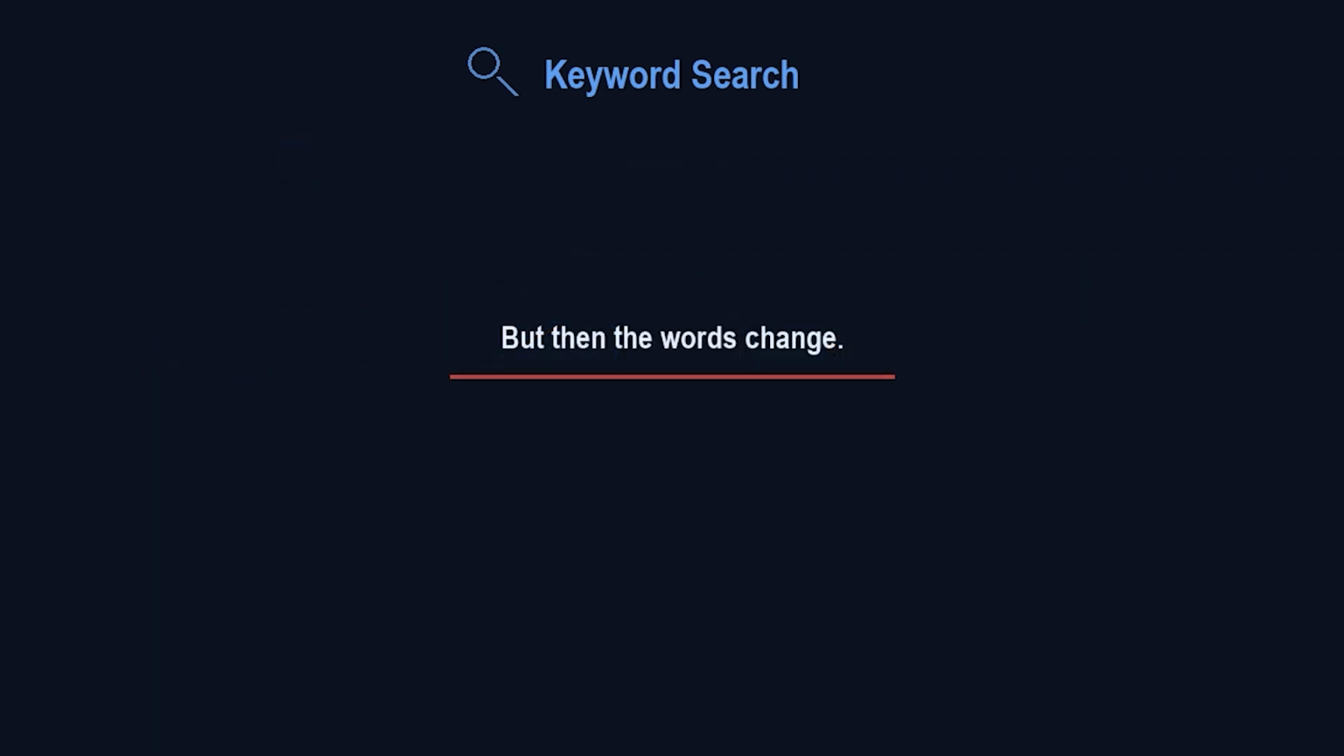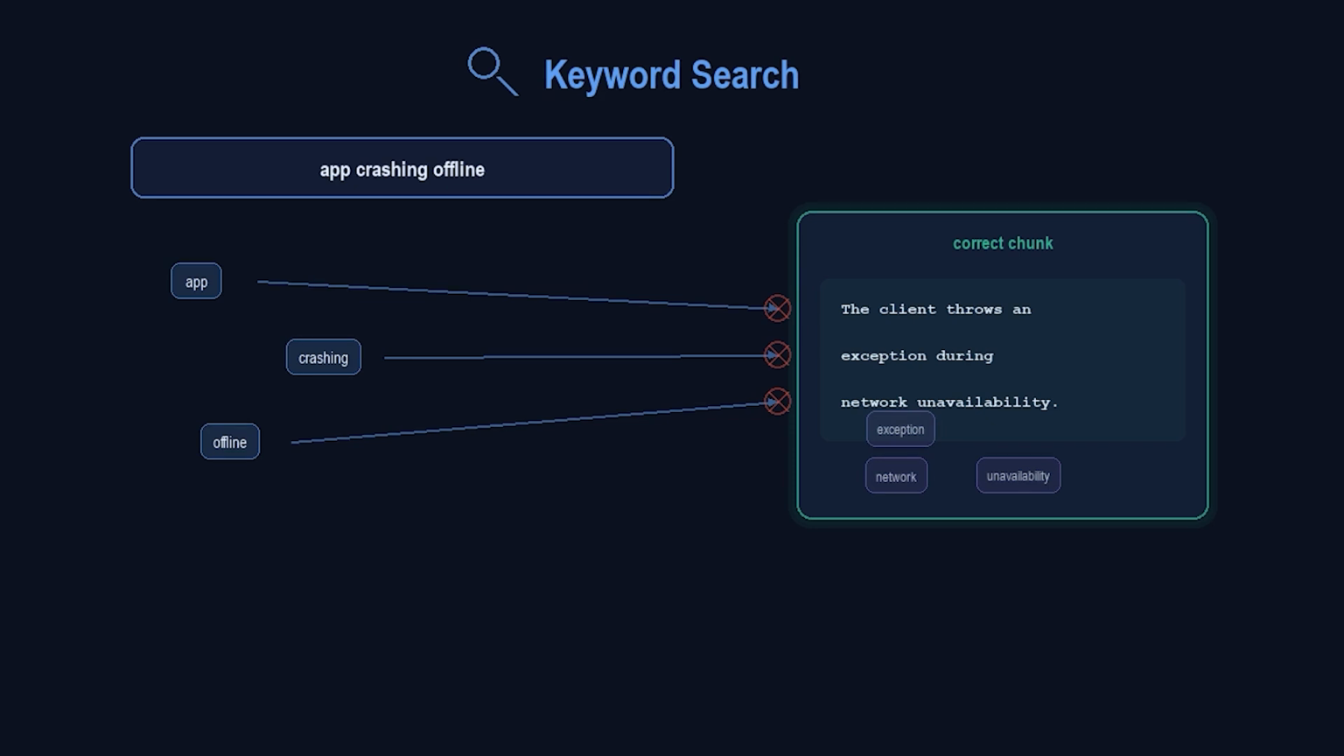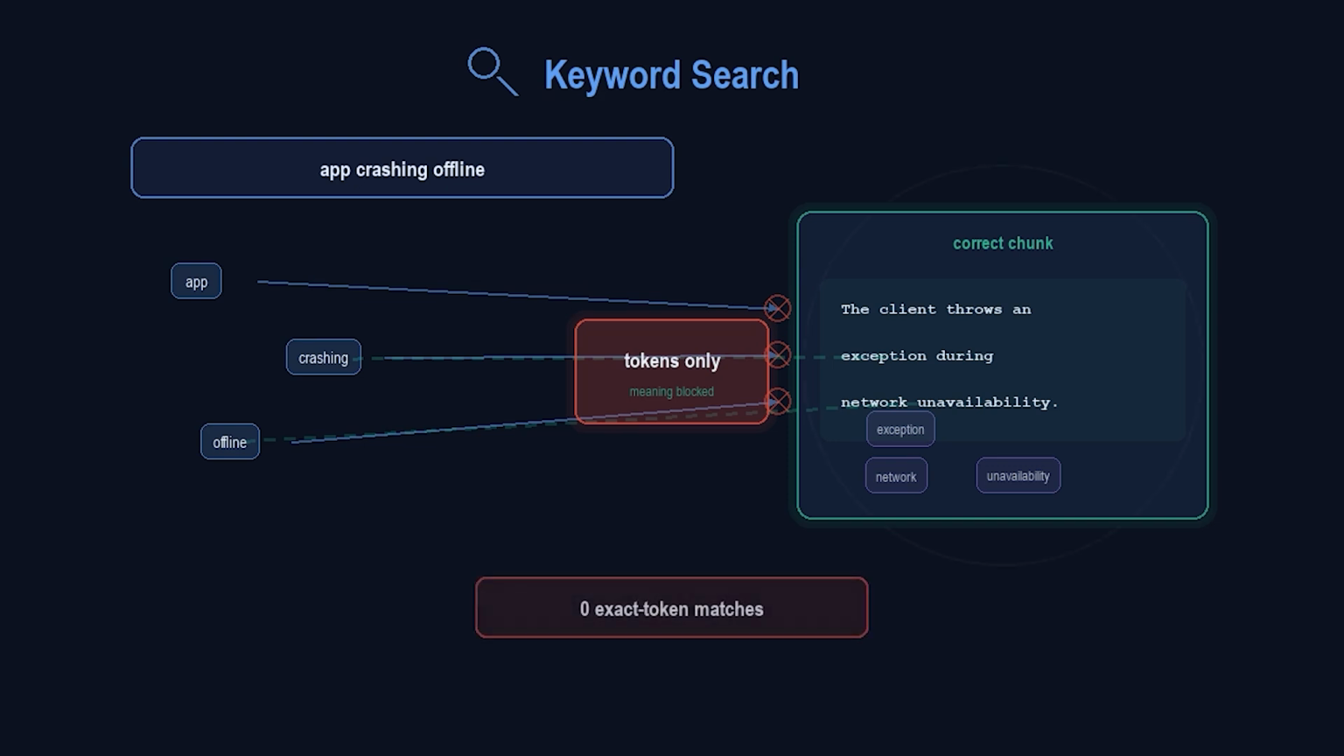But here's where it breaks. Suppose a user asks, "Why does my app keep crashing when I'm offline?" The right document might say, "The client throws an exception during network unavailability." Not a single shared word, but it's the same idea. It just uses a completely different vocabulary. Keyword search has no concept of meaning, it only knows tokens. So if the user's words don't appear in the document, keyword search comes up empty, even if the answer is sitting right there. This is the issue that modern vector search attempts to solve.